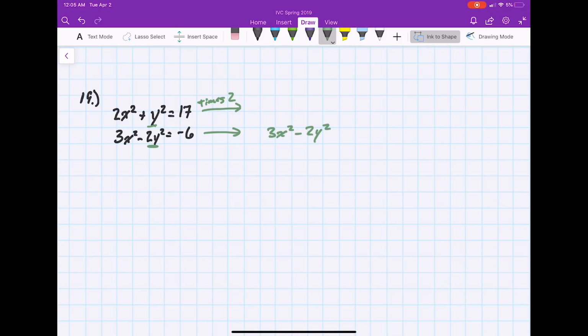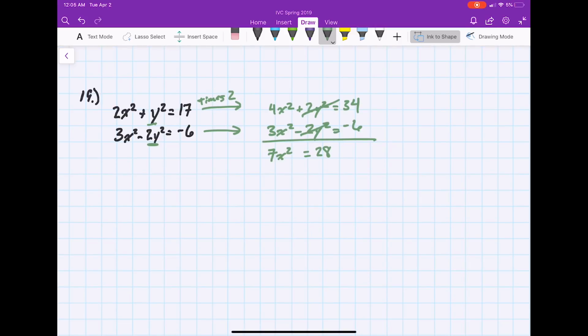3x squared minus 2y squared equals negative 6. Multiplying this top one times 2, we will get 4x squared plus 2y squared equals 34. Yeah, 34. So now we're just going to add these two guys together. We're going to get 7x squared. This cancels out. And then this is going to be 28. So 7x squared equals 28. Solve for x. X squared equals 4. And then the square root of that is plus or minus 2.